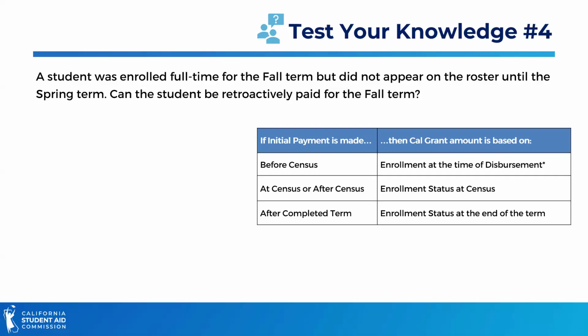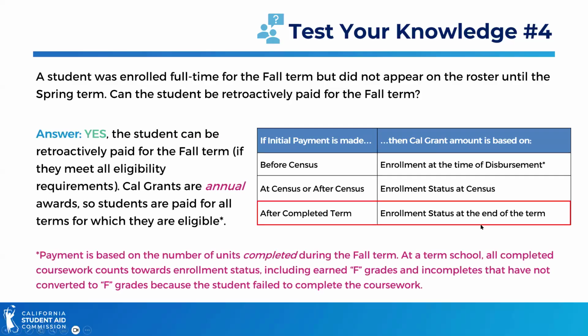Excellent. Looks like the majority of you have answered, and a resounding 96% of you said yes. That is the correct answer. Students can be retroactively paid for the fall term as long as they met all eligibility requirements. Cal Grants are annual awards, so students can be paid for all terms for which they are eligible.